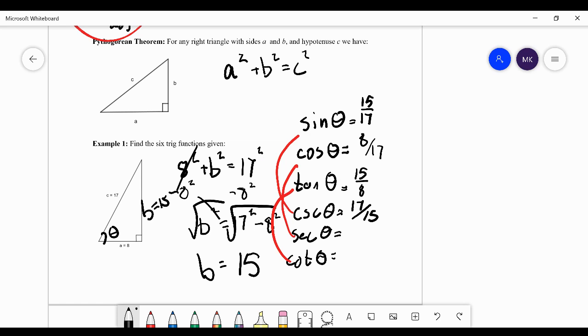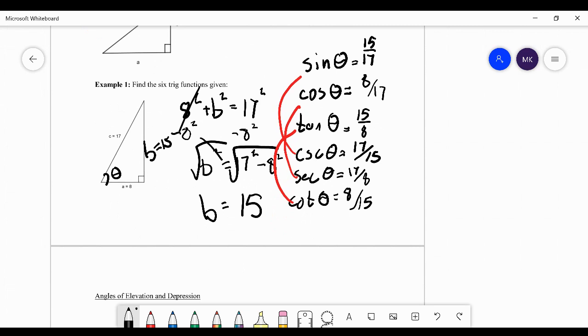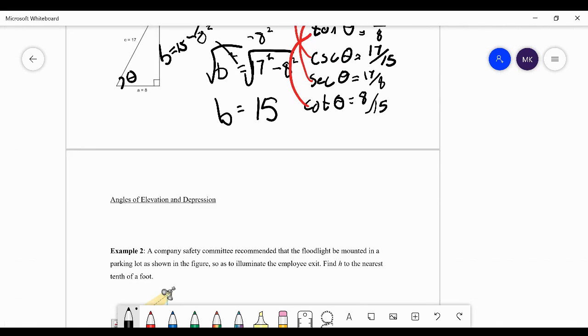Secant is tied to cosine. Cosine is 8 over 17, so secant must just be 17 over 8. Cotangent is tied to tangent. Tangent is 15 over 8, so that means cotangent is 8 over 15. And there we have it. There are our 6 trig functions for this given angle theta. Okay, good job.